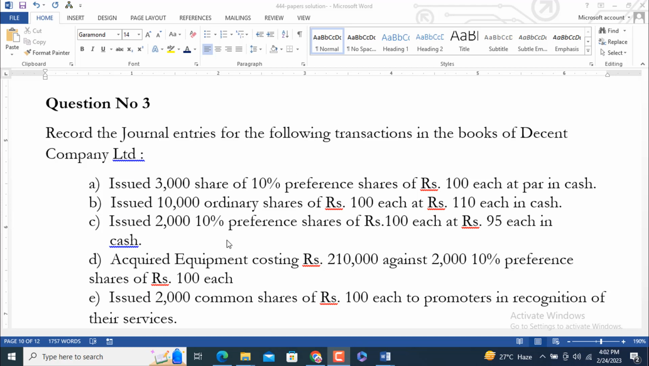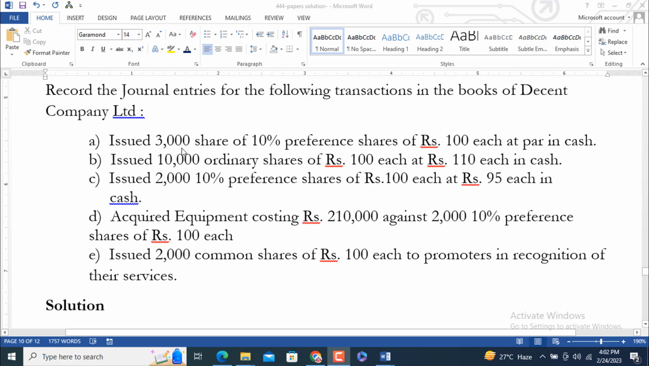A few transactions are given below related to the Decent Company Limited, and they are asked to please record these transactions in the books of Decent Company. Means journal entries, you are going to journalize in the book of journal. So the first transaction is issue 3000 shares of 10% preference shares. 10% preference shares means the share gives 10% interest rate on each share of rupees 100 each at par in cash. So the price of each preference share is rupees 100, which is par value.